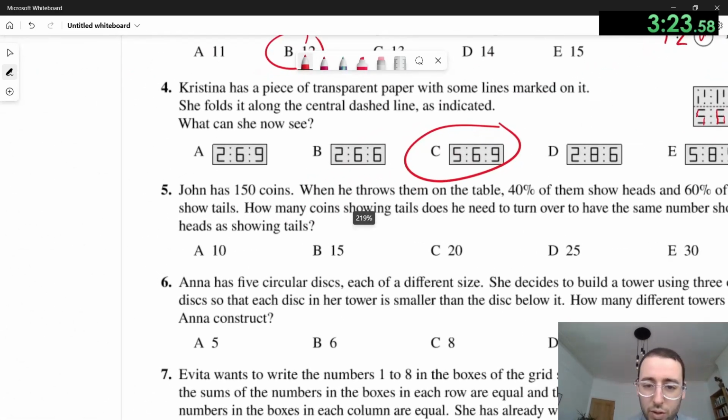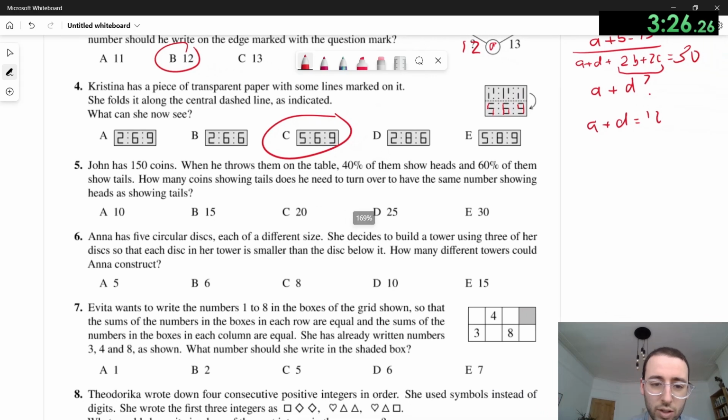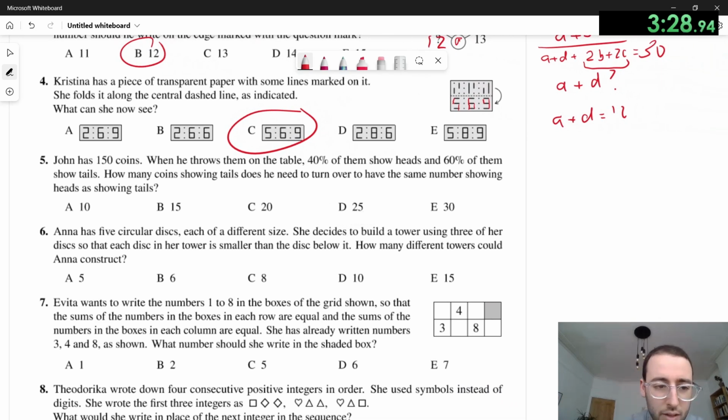That wasn't that bad. John has 150 coins, but he throws them on the table. 4 of them show heads, 6 of them show tails. Sorry for just bouncing around. Okay, 4 tenths show heads, so 40% of 150 is 60. So we've got 60 to 90. How many coins showing tails do you need to turn over to have the same number showing heads and tails? If he turns over 15, then he gets 75, 75.